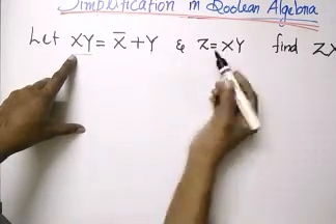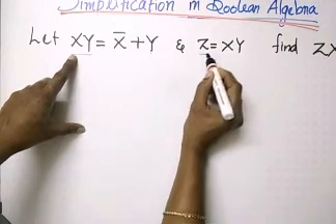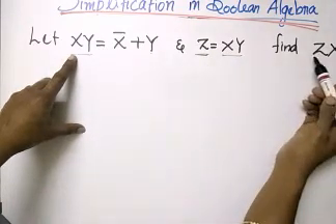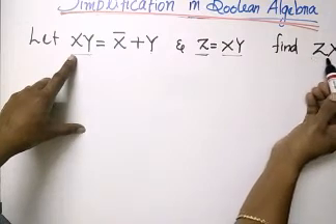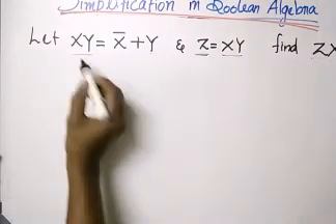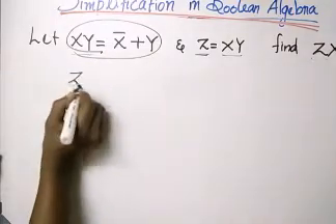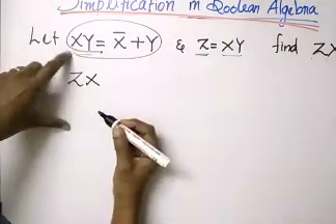Then again a single variable Z. Z is given as X*Y and I have to find another product term, Z into X. Then as per this assumption I can write ZX as per this assumption.